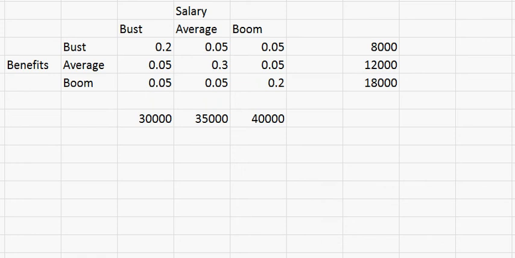So this is an example of a covariance calculation using Excel, using a priori probabilities. Rather than just using observations and data, we've got the actual probabilities of all the different x and y's occurring, and we calculate it from there. Notice I've got two variables here. I've got salary and benefits.